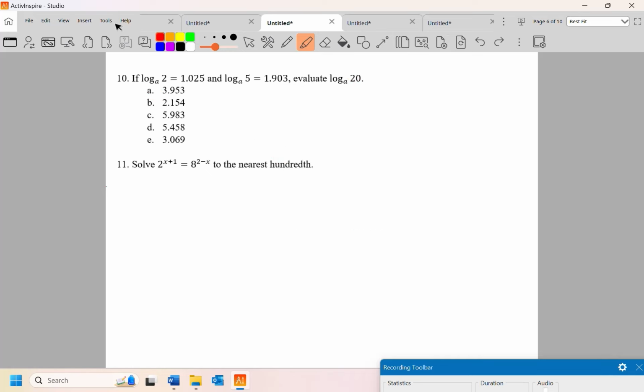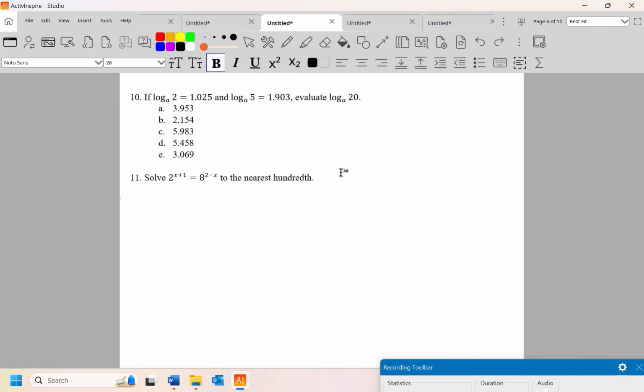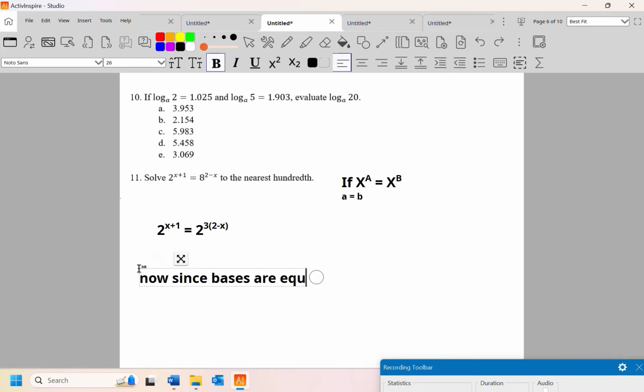All right, number 11 is up next. Solve this thing. We're going to use a property in mathematics. It says if x to the A is equal to x to the B, A equals B. So what I'm going to do is rewrite the right-hand side as a base of 2. And that's 2 cubed. Now, 2 cubed is 8. I already had this in the exponential space. So now, since bases are equal, I can set the exponents equal to each other. And I can just do some basic algebra.